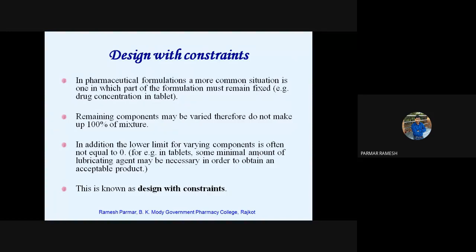Say some components are fixed and the remaining components may be varied, therefore they do not make up 100% of the mixture. In addition, the lower limit of the varying components is often not equal to 0. So in such cases, it is called a design with constraint. We are not able to utilize the entire range from 0 to 100.